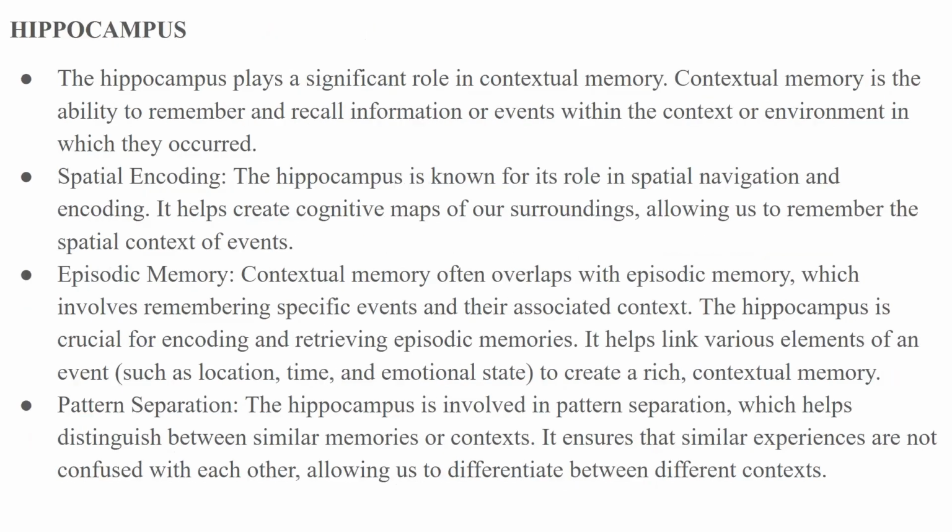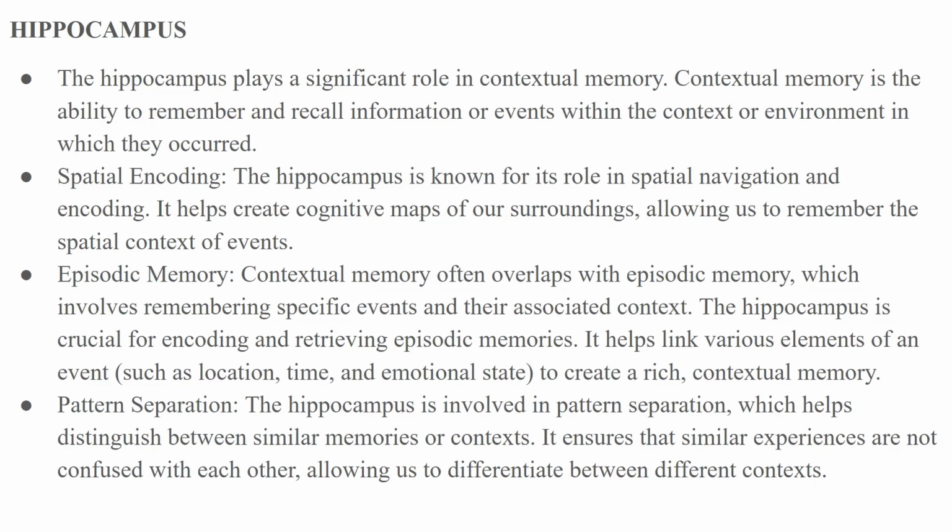Then talking about hippocampus. So hippocampus plays a significant role in contextual memory. Contextual memory is the ability to remember and recall information or events within the context or environment in which they occurred. The spatial encoding: hippocampus is known for its role in spatial navigation and encoding. It helps create cognitive maps of our surroundings, allowing us to remember the spatial context of events. Then episodic memory. Contextual memory often overlaps with episodic memory, which involves remembering specific events and their associated contexts.